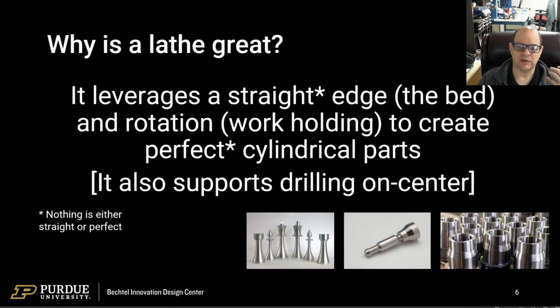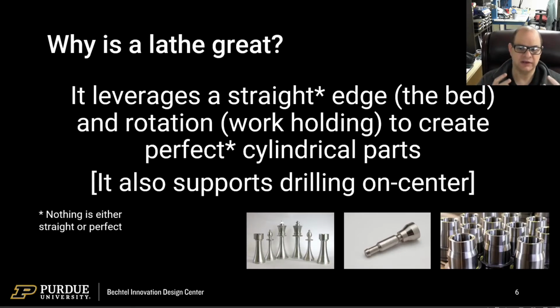So why is the lathe great? We've talked about it as a mother machine. We've talked about it in its anatomy, but let's get to the heart of it. The lathe leverages just a couple of straight edges in the bed and the rotation of the motor and the work holding to create perfect cylindrical parts. If you accept that nothing is ever straight or perfect in real life.